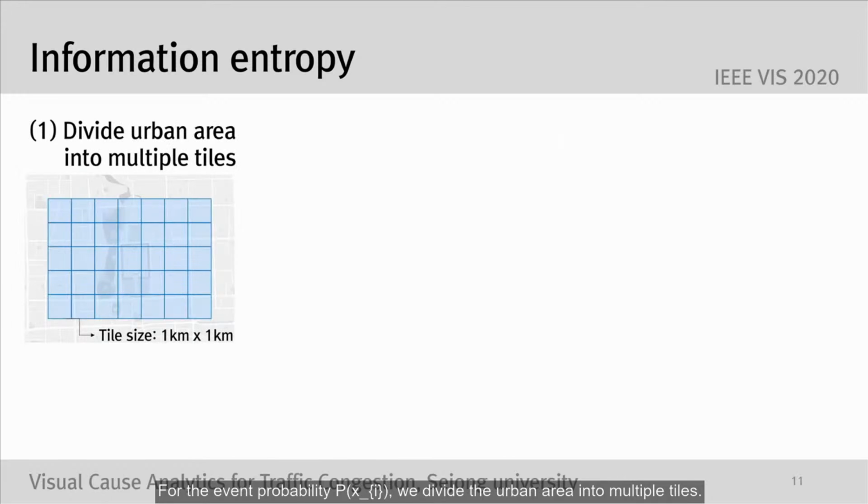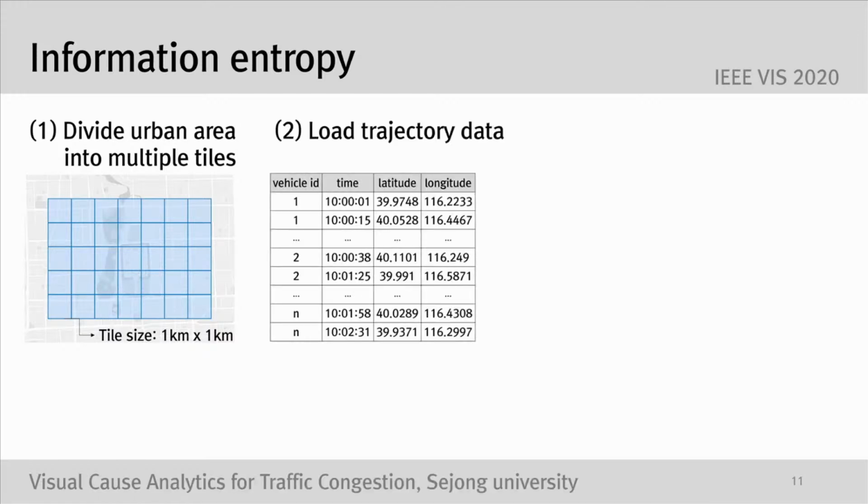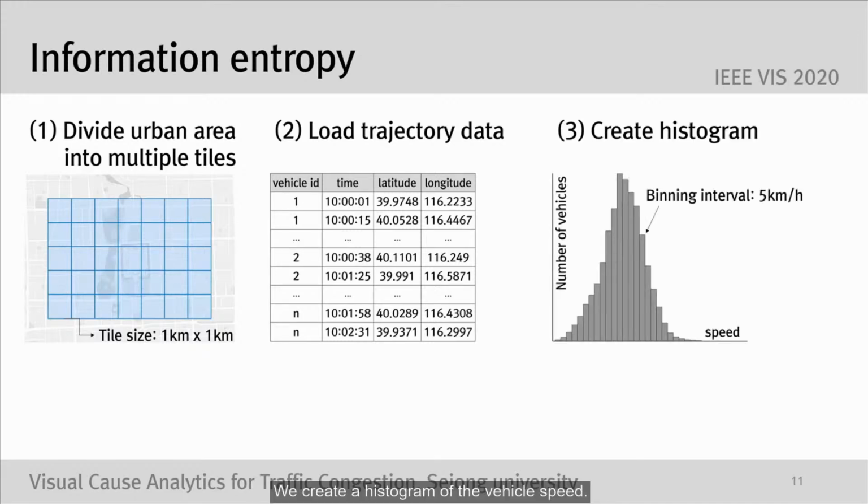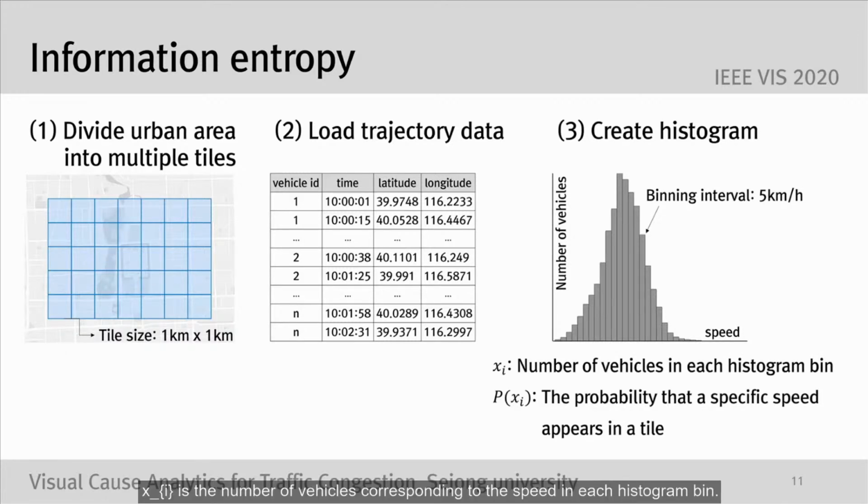For the event probability Pxi, we divide the urban area into multiple tiles. We load the trajectory data contained in each tile. We create a histogram of the vehicle speed. Xi is the number of vehicles corresponding to the speed in each histogram bin. Therefore, Pxi is the probability that a certain speed interval is observed.